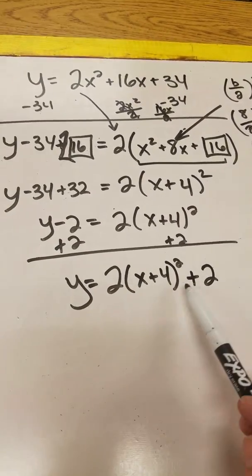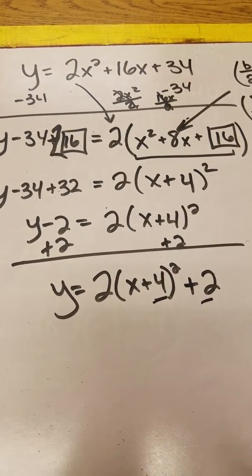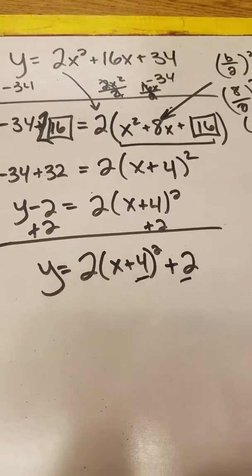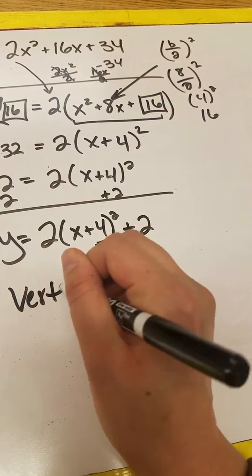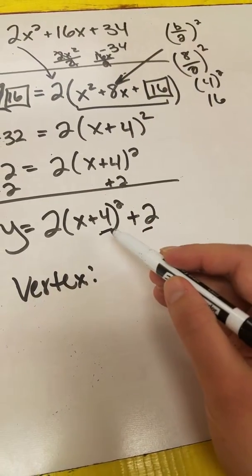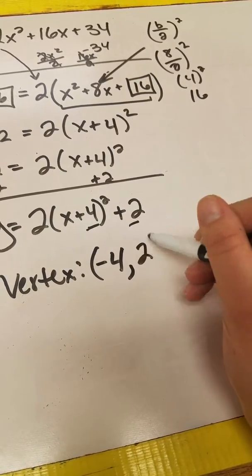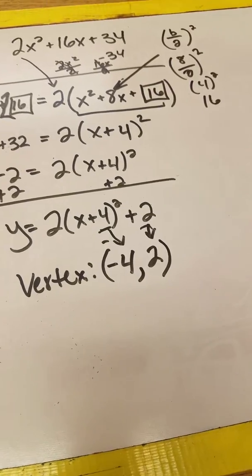Again, notice that you cannot go in and combine these because of the parentheses, the multiplication, and the exponent. So all reasons why you cannot go in there. If you're pulling off your vertex, you would look inside the parentheses. It's opposite of that number, so negative 4 for our x, and then the 2 for our y.